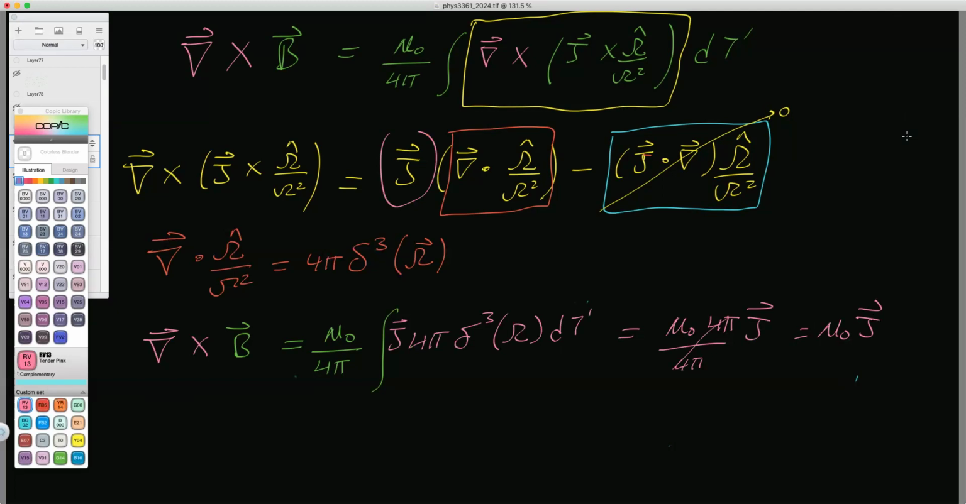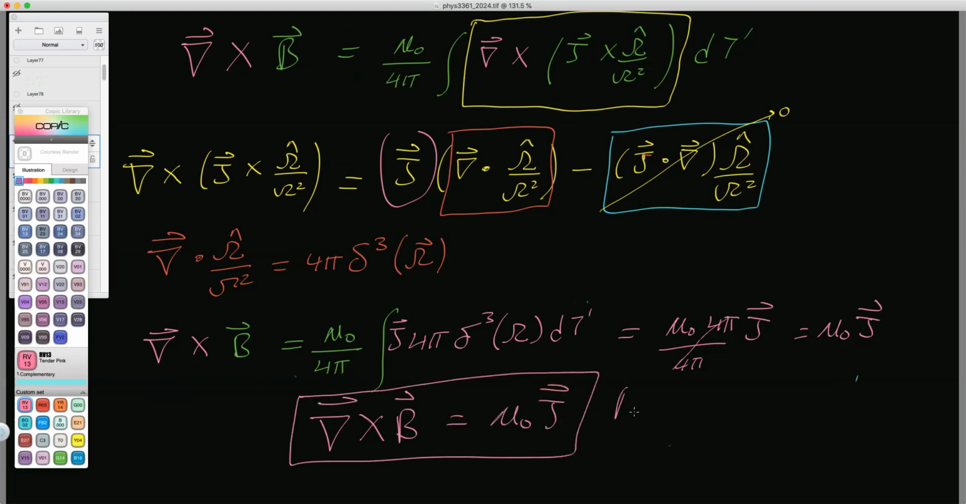Okay. So in fact, the Maxwell equation that looks like this, del cross B is equal to mu 0 J, is Ampere's law. It is also a Maxwell equation, as we know. But it has a name, like Gauss's law has a name, right? It's Ampere's law.